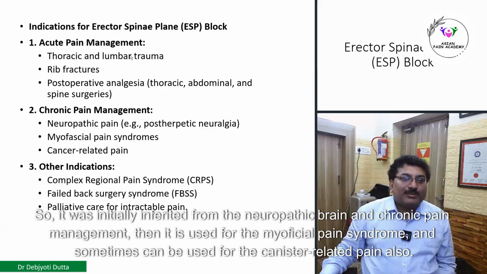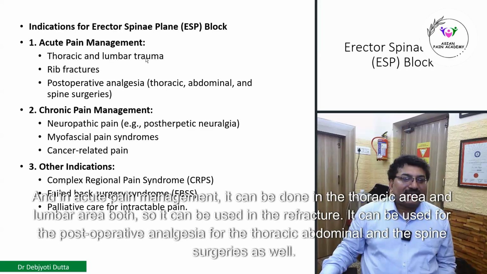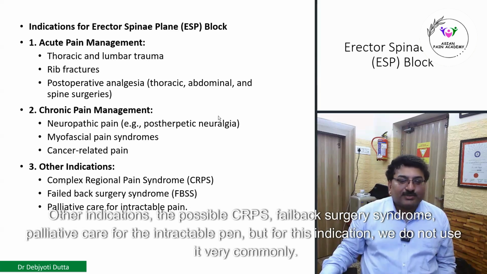And in acute pain management, it can be done in the thoracic area and lumbar area both. So it can be used in rib fracture. It can be used for post-operative analgesia for thoracic, abdominal, and spine surgeries as well. Other indications are possible CRPS, failed back surgery syndrome, palliative care for intractable pain. But for this indication, we do not use it very commonly.